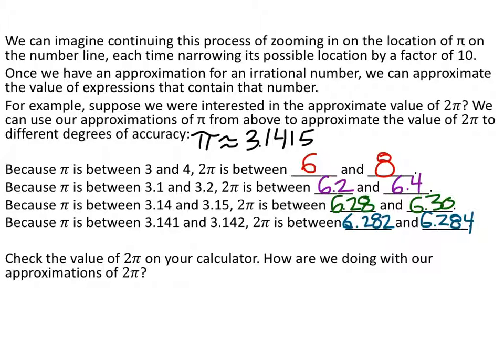All right, check the value of 2 pi on your calculator. How are we doing with our approximations of 2 pi? Well, 2 pi on my calculator gives me this decimal. So that's rounded, by the way. So this is the value of 2 pi. Again, just that first one, 6.28 is between 6 and 8. 6.28 is between 6.2 and 6.4. 6.283 is between 6.28 and 6.30. And 6.2831 is between 6.282 and 6.284. So yeah, we've done pretty good.